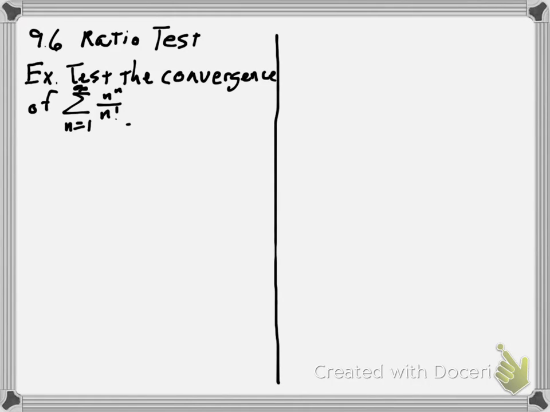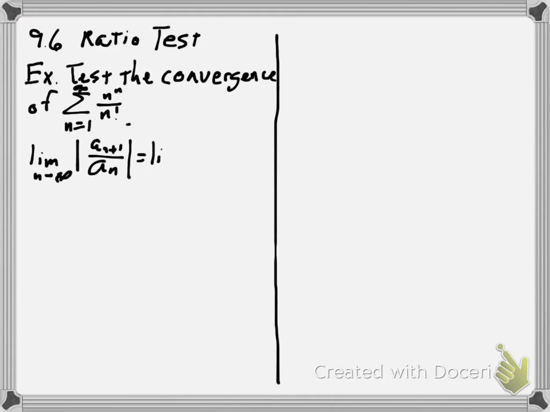Okay, so for the ratio test, I've defined it, and now let's look at an example. So let's test the convergence of this series given here, which is the series involving n to the n divided by n factorial. So what we want to do is compute the limit as n goes to infinity of the magnitude of ratios a sub n plus 1 divided by a sub n.